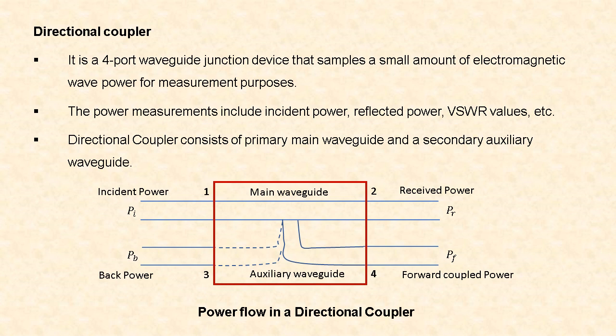This directional coupler is a passive reciprocal 4-port coupler in which the power incident on one port is split between two other ports, the receiver port and coupled port, and little or no power emerges from the fourth port, that is the isolated port, that is the third port. This power is called back power.